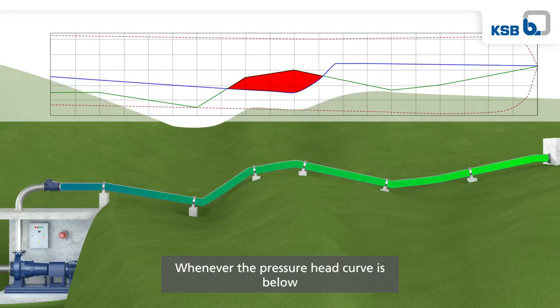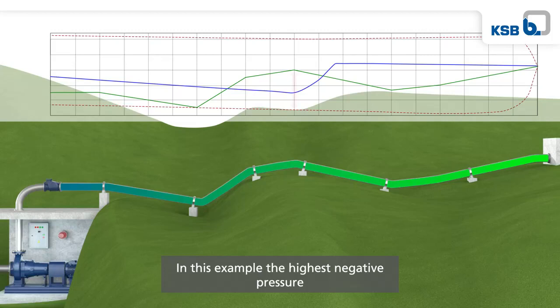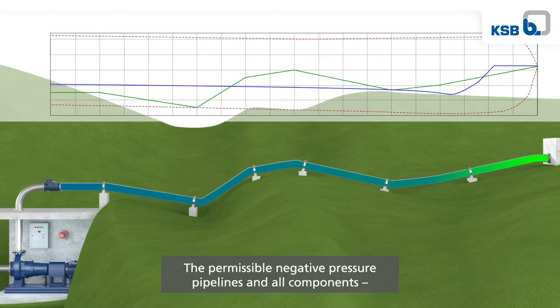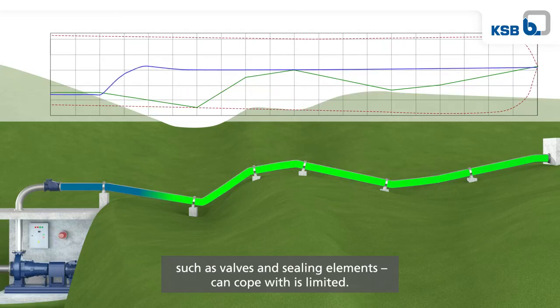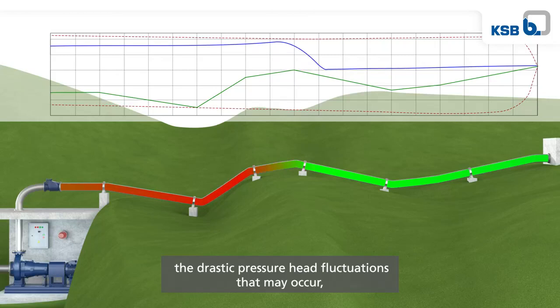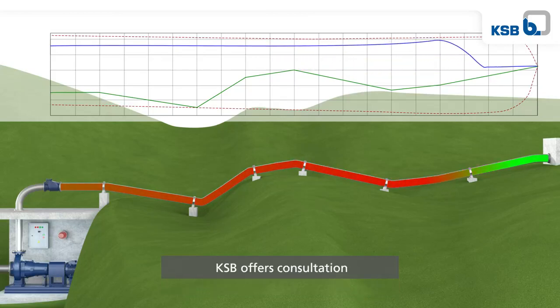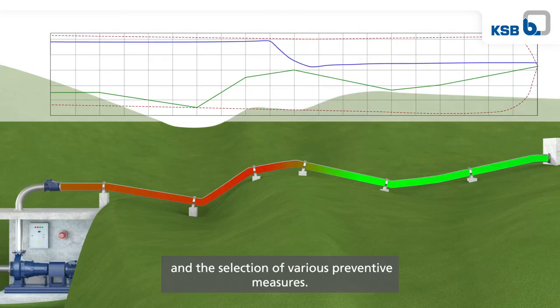Whenever the pressure head curve is below the geodetic head of the pipeline, negative pressure is present. In this example, the highest negative pressure occurs at the high point in the middle of the pipeline section. The permissible negative pressure pipelines and all components, such as valves and sealing elements, can cope with is limited. In order to compensate the drastic pressure head fluctuations that may occur, KSB offers consultation and the selection of various preventive measures.